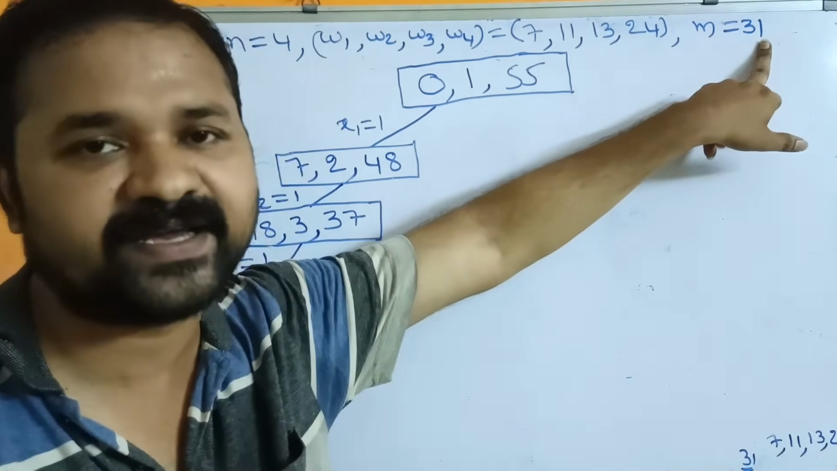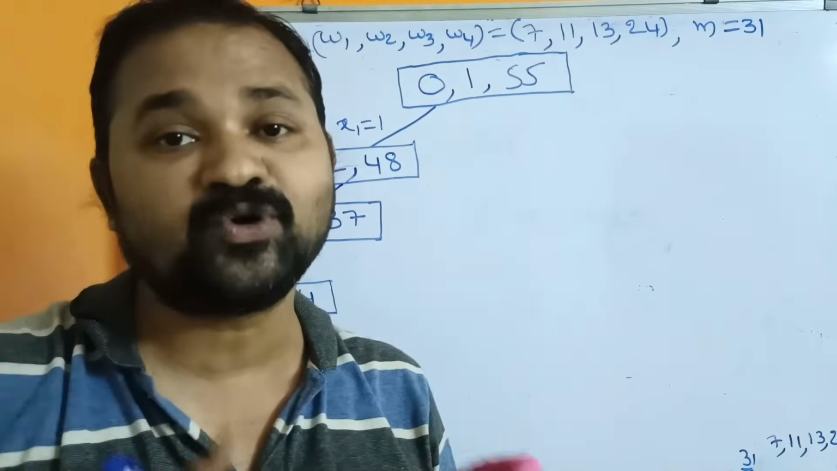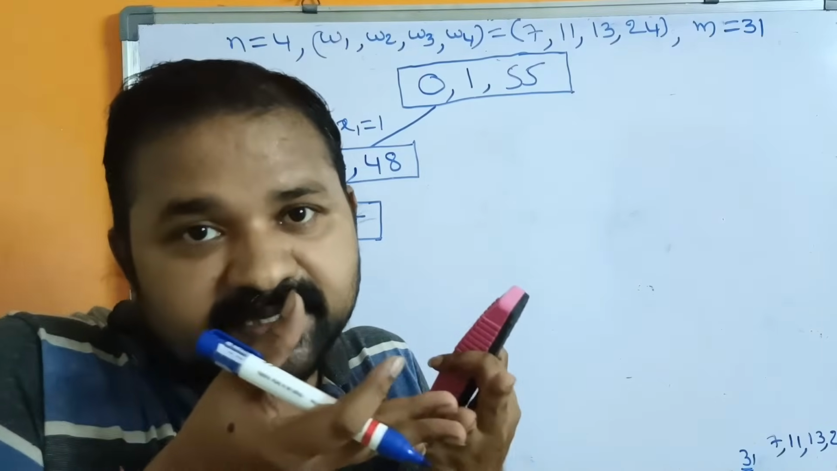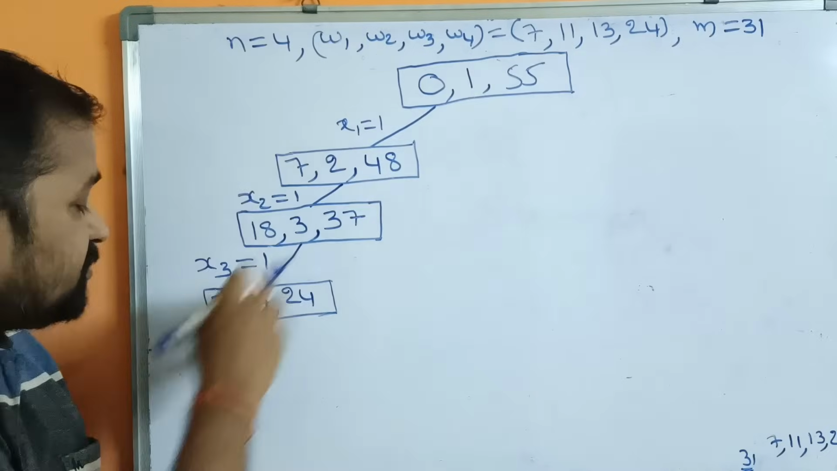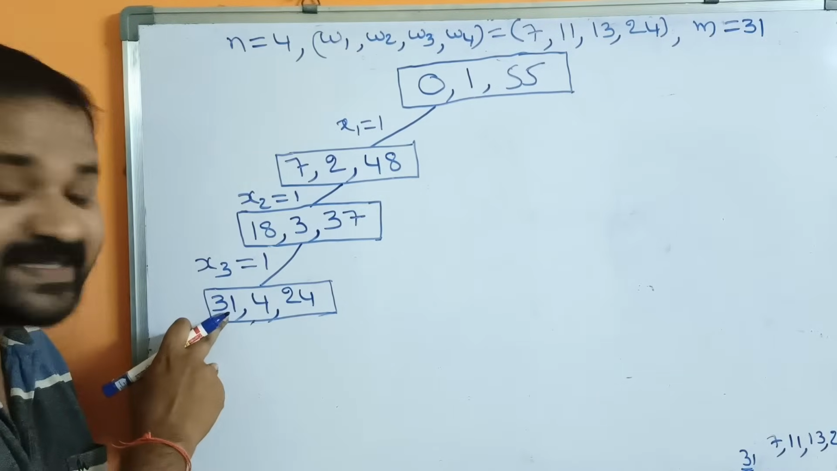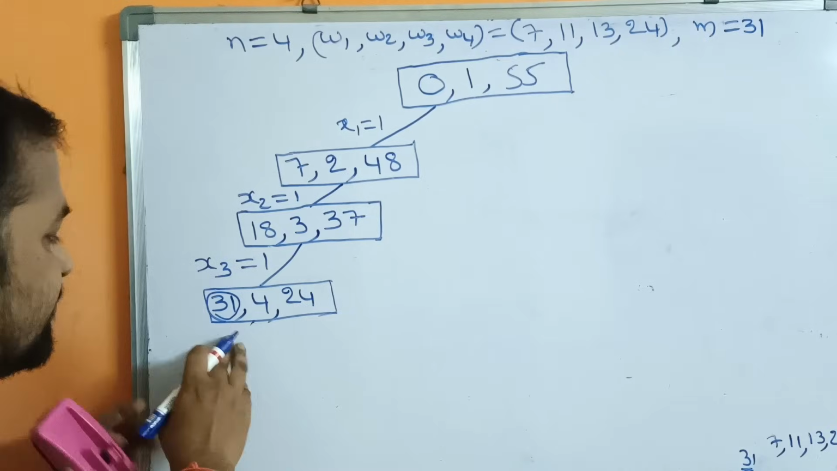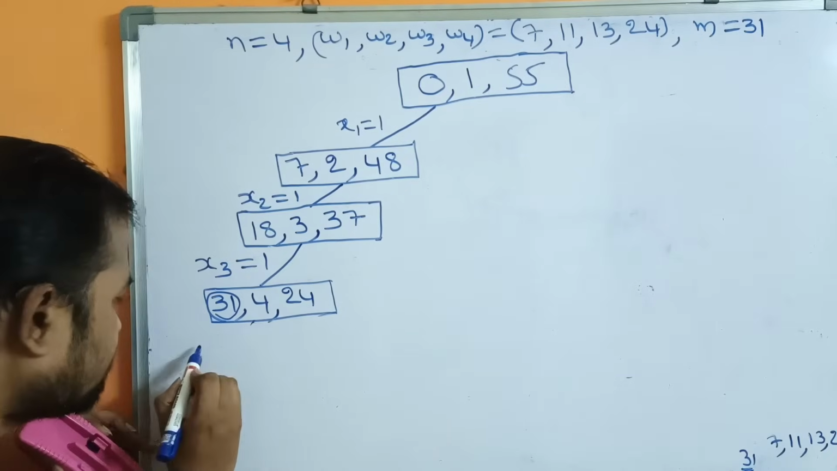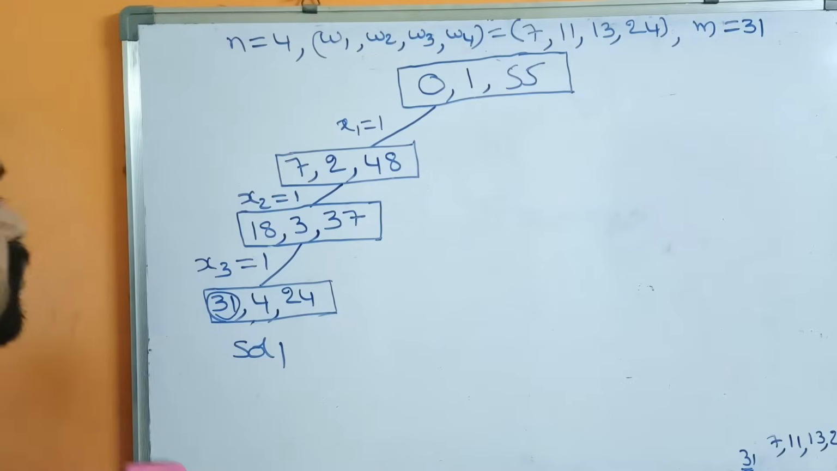M is 31 only. What is the sum of subsets problem? We have to find the subset of solutions. So here, after adding the first 3 objects, we got the output as 31. This 31 is nothing but the M value only. So this is one possible solution. Solution 1. So what is solution 1?